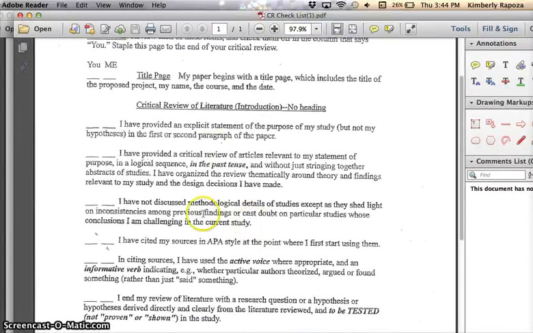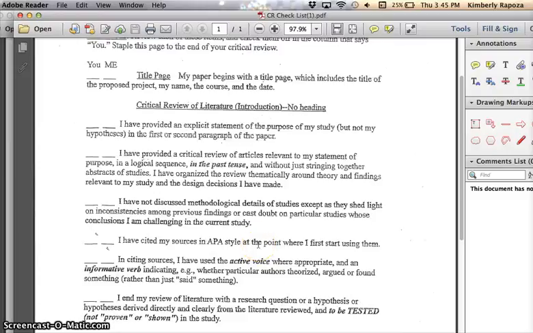And next on our list, you don't discuss methodological detail of studies except as they shed light on inconsistencies. One mistake students sometimes make is they use a lot of space to talk about methodology, where it may or may not be informative. So when you do talk about the methodology of a study, you can often do it very, very short, a very brief description of it, unless it's really important, particularly for something that you're going to do or do differently. Then you can go into more of an argument. But otherwise, don't spend half a page talking about the methodology of one study. Often the methodology is a very quick description.